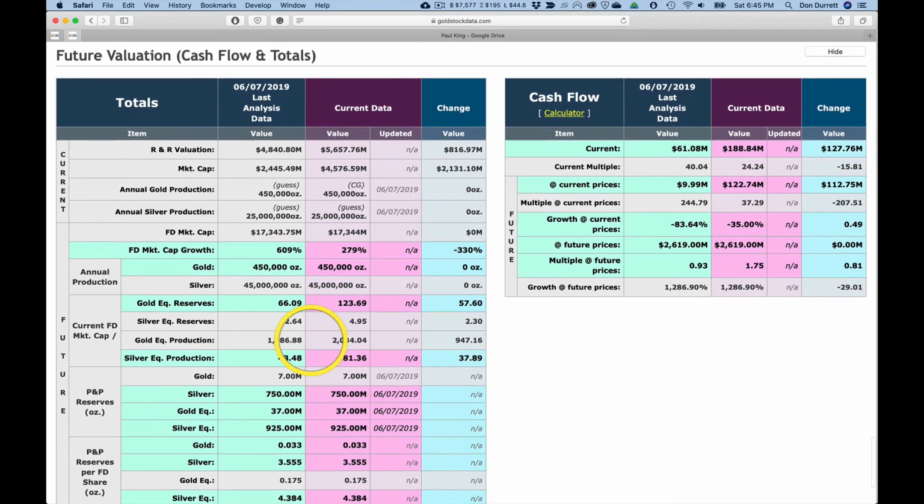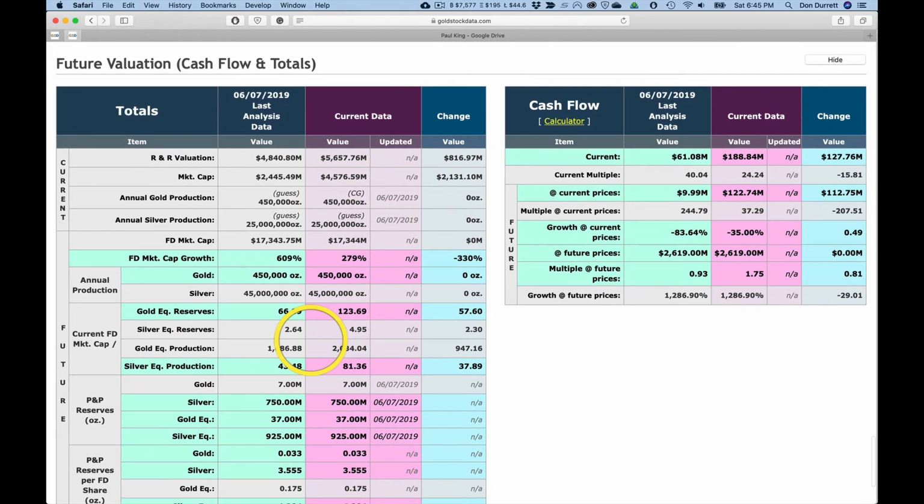Well, I'm over my 10-minute mark, but I got to do this final section down here in future valuation. It's going to go over, but we got to do it. So here's current and future. Here we have R&R valuation. This is your plausible ounces times your current market cap. That's where that comes in. And then we have our market cap. These are actually fairly, almost the same.